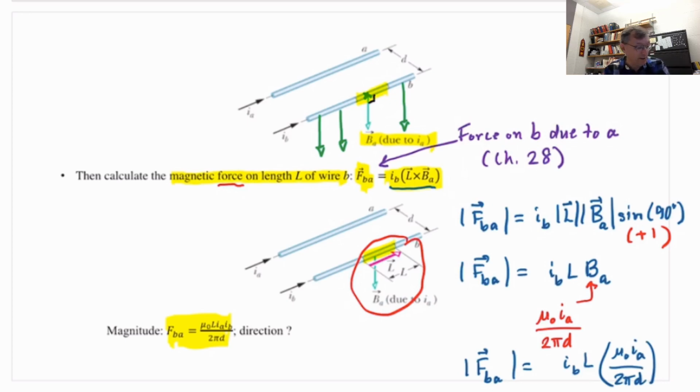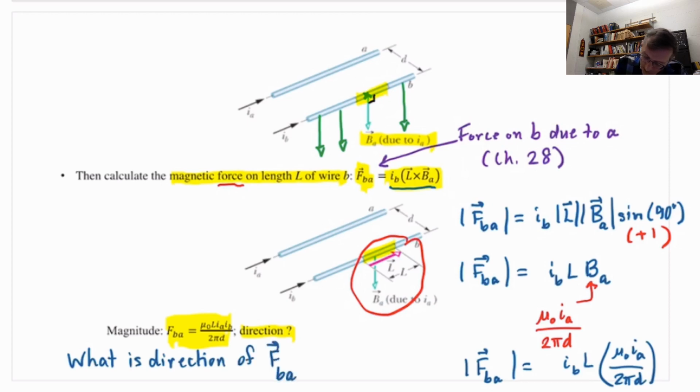But now here's an interesting question. What's the direction of FBA? Right? What is the direction of the force on wire B due to wire A? Do you see how to get that? Think about that for a minute. Let's talk about it.